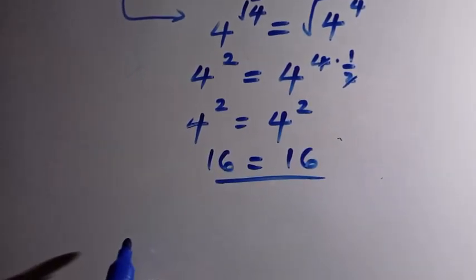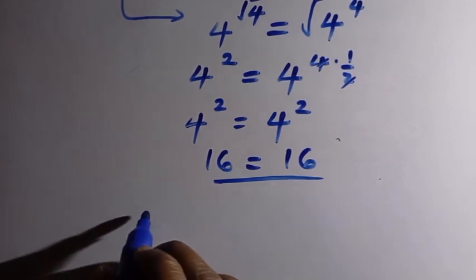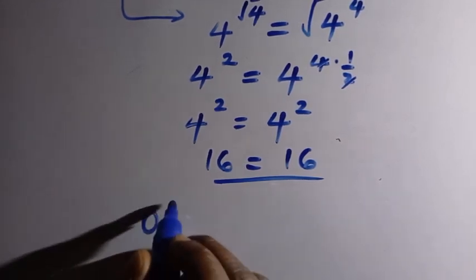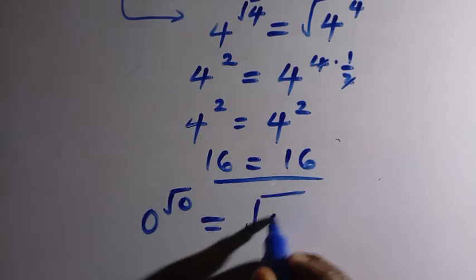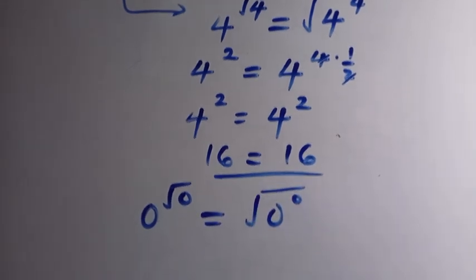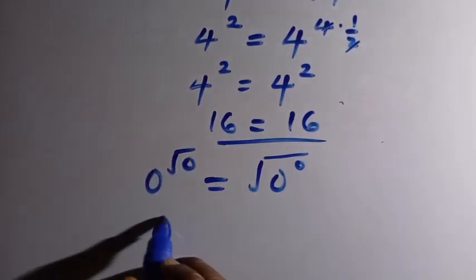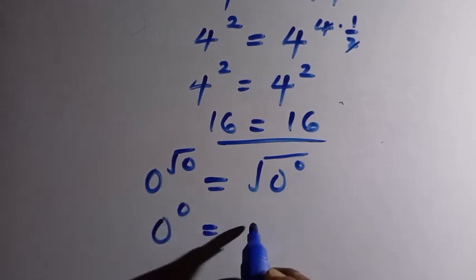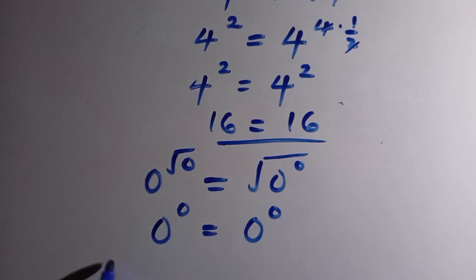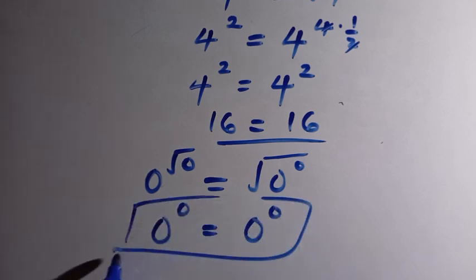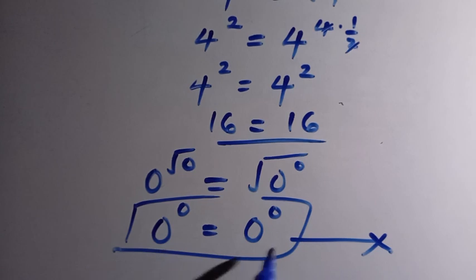And the last one, which is a equals 0. By putting it here, we have 0 raised to power square root of 0 equals square root of 0 raised to power 0. And here, we have 0 raised to power 0 equals 0 raised to power of 0. But does this one have any basis? I don't think so. So which means we are going to neglect a equals 0, and that's all.